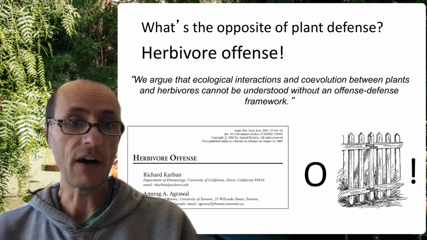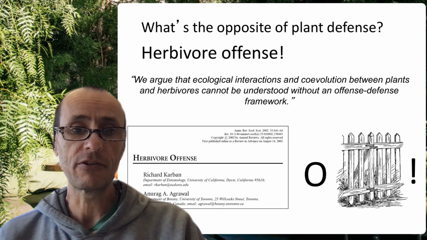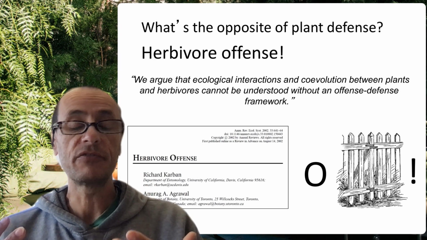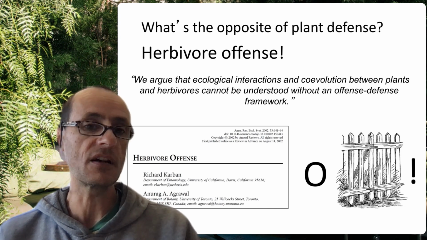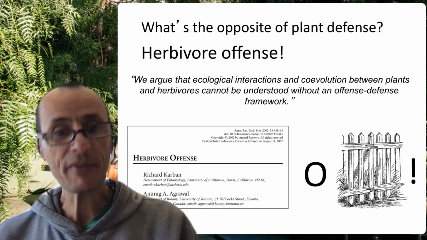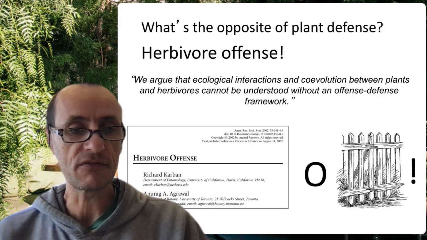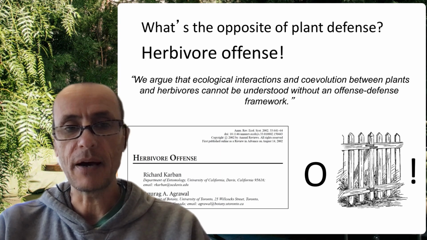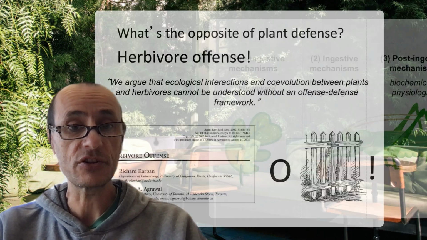What's the opposite of plant defense? Well, it's herbivore offense. This very nice paper here by Rick Carbon and Anurag Agrawal really outlines the essence of these interactions between plants and herbivores. It's not just plants defending themselves against herbivory, but also herbivores having to overcome those defensive traits. So that's what we're going to talk about in this particular lecture. How do insects actually deal with this?